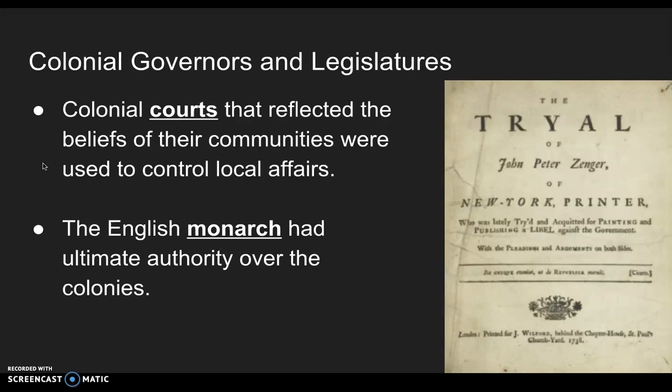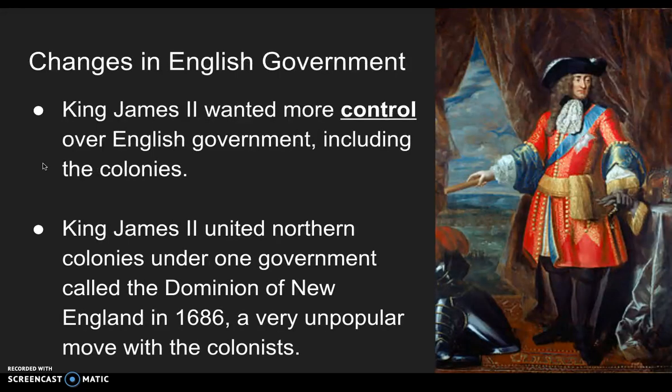But keep in mind, even with these governors and the colonists electing representatives, even with town meetings in New England, the English monarch still had authority over the colonies. In the 1680s, we began to see a lot of political change. In 1685, James II becomes King of England, and he is determined to get more control over the colonies, believing that they are too independent.